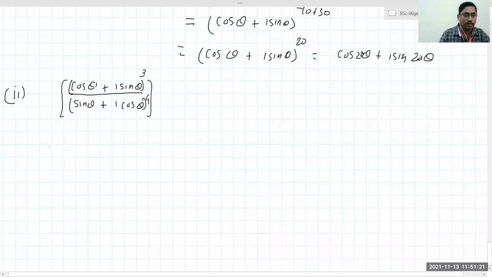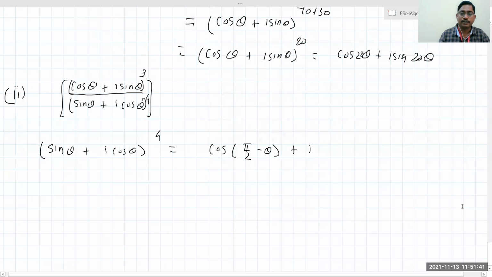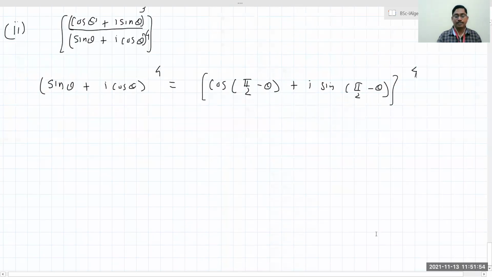But for the denominator, how can I write this? Sine theta plus i cos theta raised to 4. I cannot write sine 4 theta plus i cos 4 theta, but I can write sine in terms of cos. What is sine theta? It is cos of pi by 2 minus theta, and cos theta is sine of pi by 2 minus theta. You can check by trigonometric identity, and this is going to be raised to 4. So what next? Now the angles are the same.